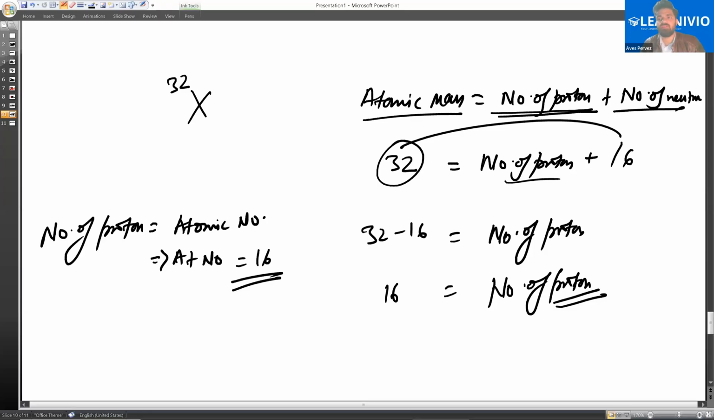Okay, let's write the formulas of the compounds. Okay, and try to calculate the mass of the following compounds also. Try to calculate, Sarah, the mass of the following compounds.